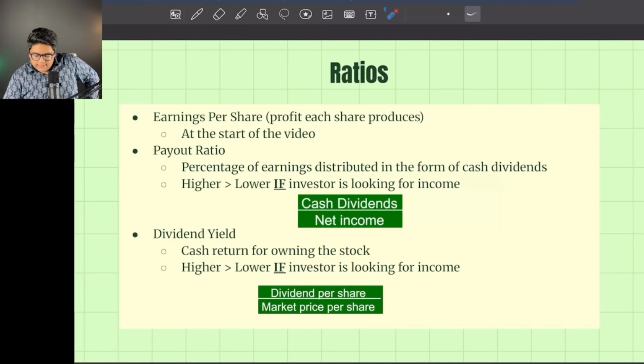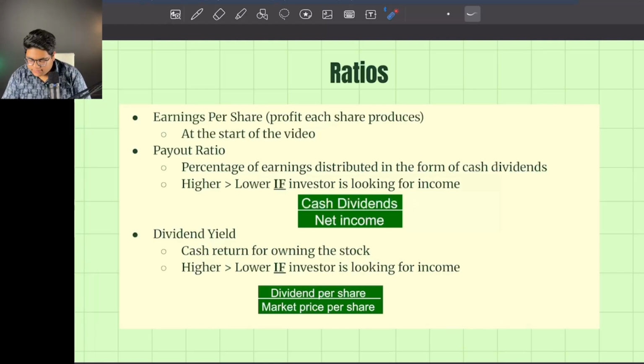Next up, let's go over some ratios. So earnings per share. This was also at the start of the video, and it's basically the profit that each share produces. The payout ratio is the percentage of earnings distributed in the form of cash dividends. So it's the total net income, what percentage of that was given as a cash dividend. So you want this to be higher if you are an investor looking for income. Because if you're an investor and you want income, then you want a higher payout ratio, right?